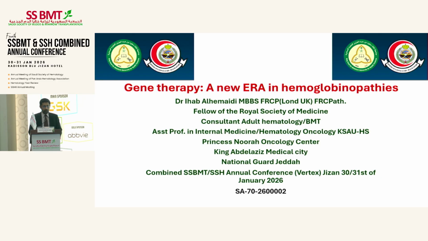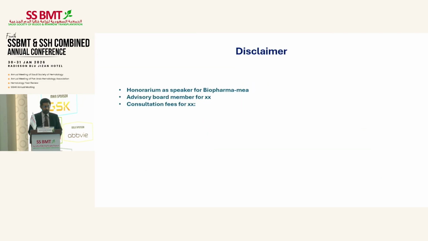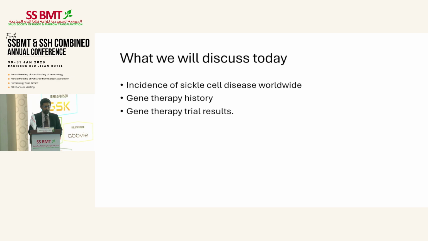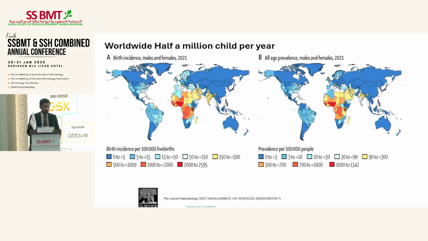So I'm going to talk to you today about gene therapy, a new era in hemoglobinopathies. What we'll discuss today is the incidence of sickle cell disease worldwide, gene therapy history, and gene therapy trial results. Worldwide, about 500,000 children a year are affected by sickle cell disease.